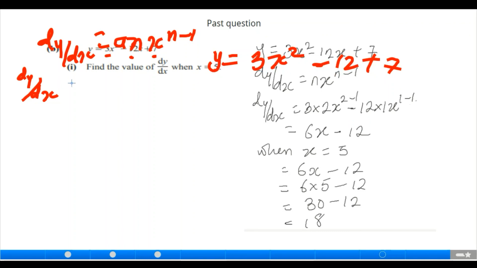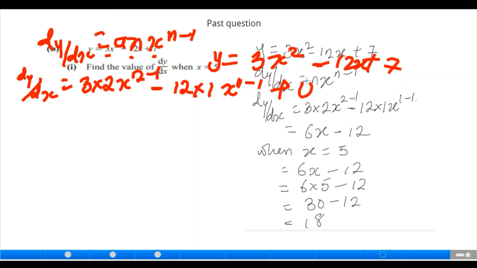So the very first time, a is going to be what? a is 3 and n is 2. So we are going to be having 3 multiplied by 2, x^(2-1). Now for the second one here, we have a coefficient of x here. The coefficient of x here is 1 and a is what? 12. So we have 12 multiplied by 1, x^(1-1). And for this one, the coefficient of x is 0. And anything multiplied by 0 will give us 0. So our answer here is going to be 0.